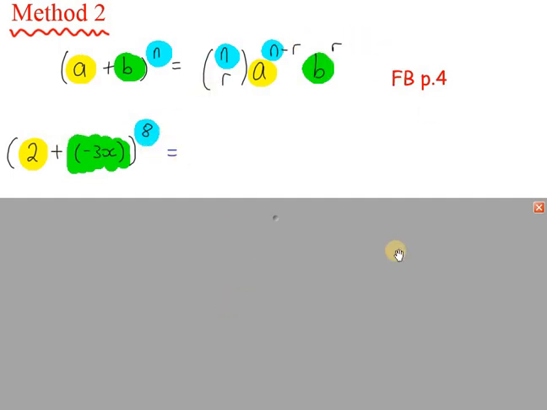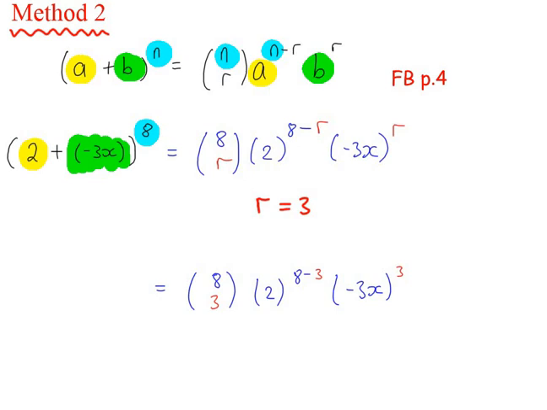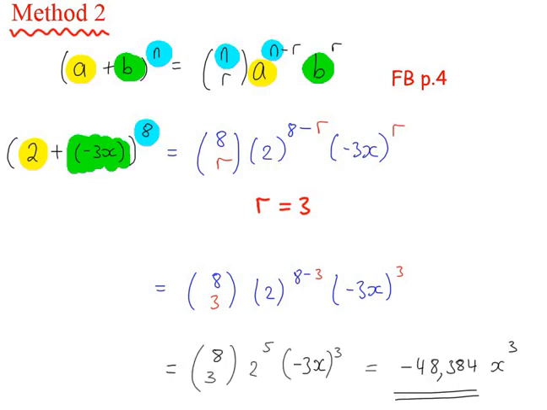So if we substitute the various terms in, we get this. Now to get an x cubed term, if I look at all of the terms I've got here, this is the one with x in there. To get x cubed, r has to be 3. So I'm going to replace the r with a 3, and then I can work out and simplify everything else that I need from there. And as before, we have the same coefficient of the x cubed term.